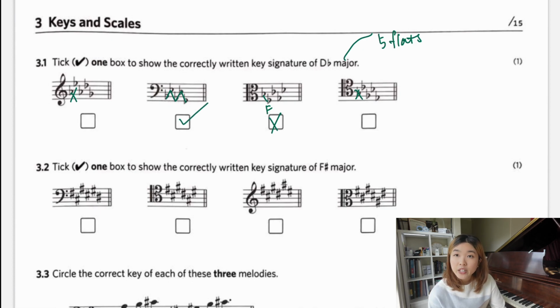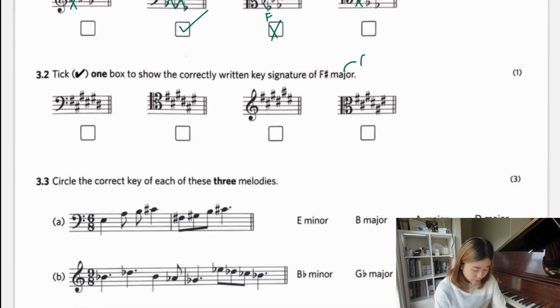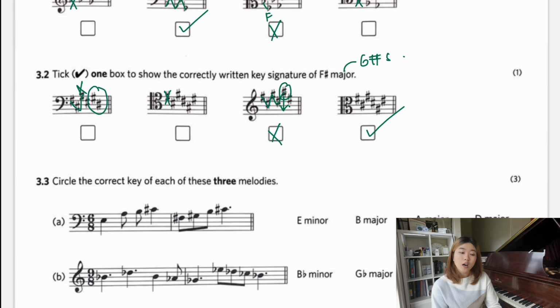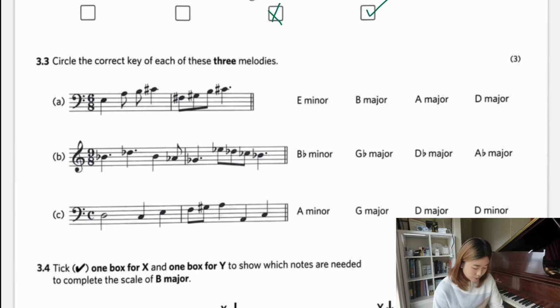So make sure you're knowing the order of sharps and flats very well. And then F sharp major, we have 6 sharps. This one looks not very tidy. F, C, G. This is not starting on G. And then this is not starting on F. This is starting on F, F, C, G, D, A, but we shouldn't add larger lines, okay? You have to come back down, so that won't be the answer. So the last one will be the answer for our key signature in F sharp major.